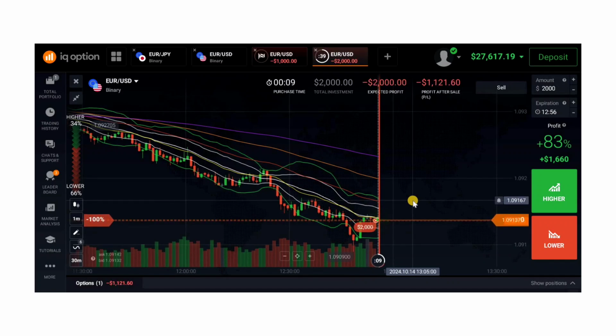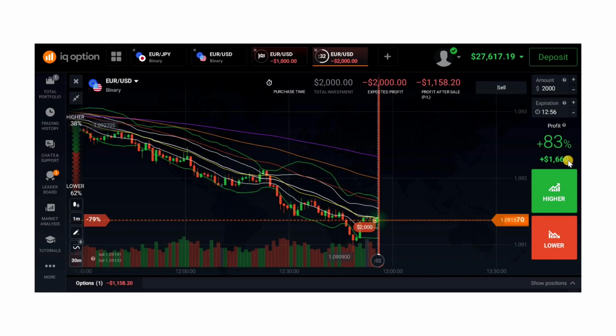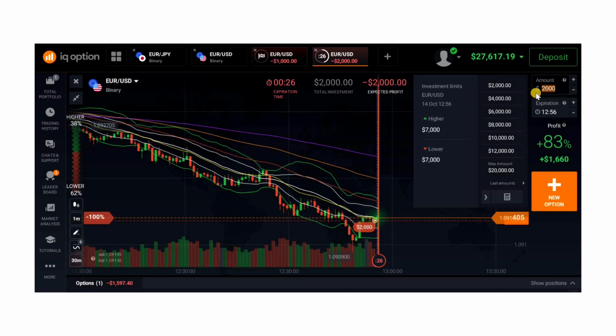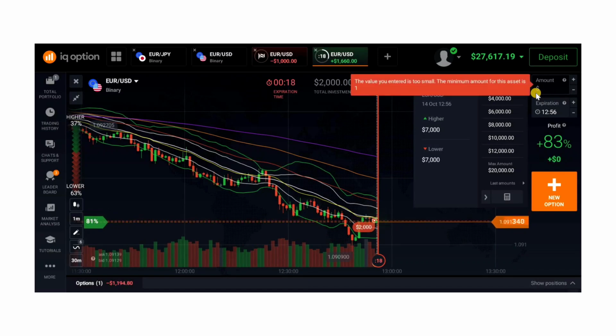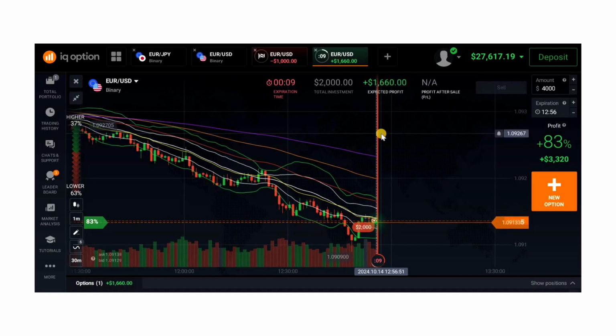You understand? Now, I lost $8,000. Now I have the chance of gaining $1,600 back. But if I lose this trade, I will be losing $3,000, so I'll be taking this to $3,000. Sorry, I'll be taking this double to what? $4,000, and I'll be gaining that $3,320. So let's wait and see.